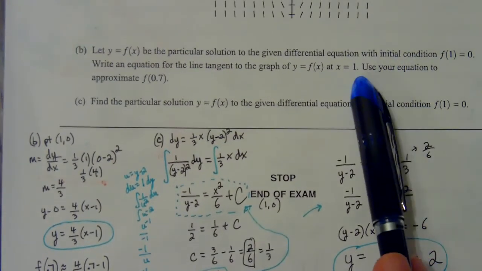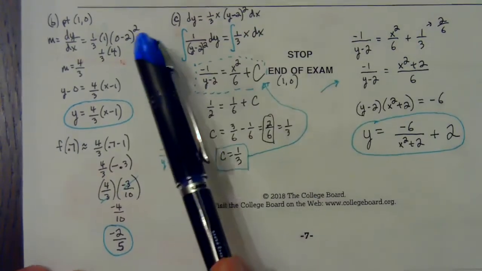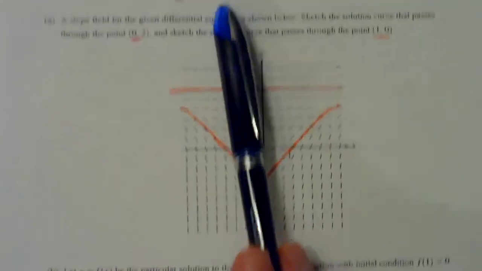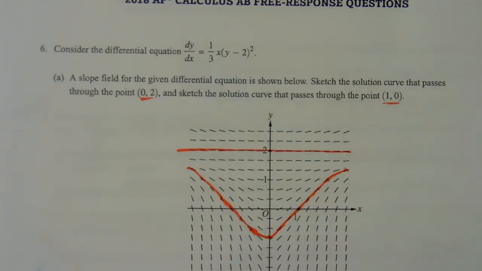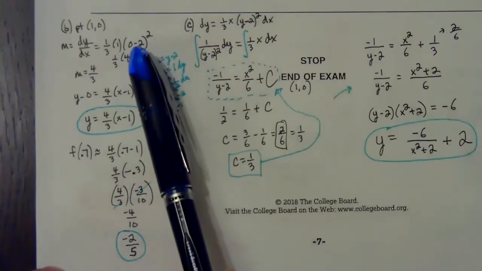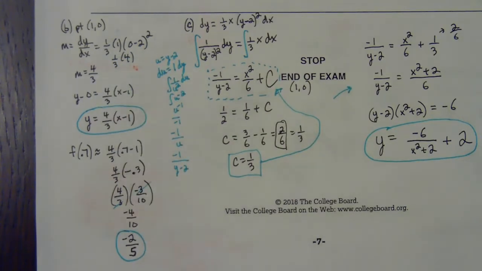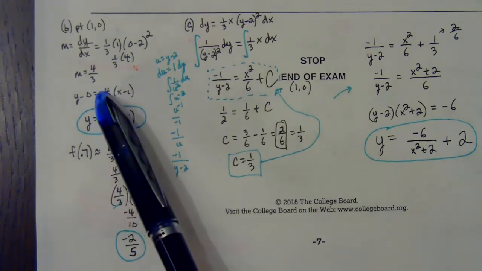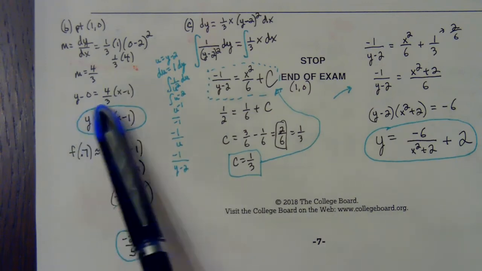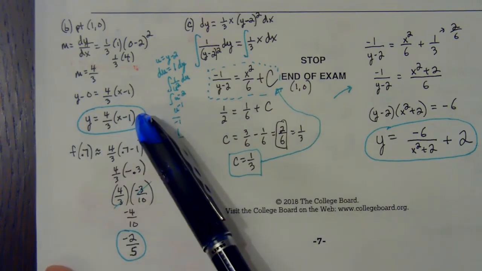So it tells us that x equals 1, the y value is 0. So boom, there's my point. And then we need to figure out what the derivative is. So here's my derivative equation. I'm going to take the point, plug the 1 in for x, and plug the 0 in for y to get the slope of my tangent line. And so I get that 4/3 right there. And once you get your 4/3, you do your point-slope form to get the equation of your tangent line. So boom, that's the first part of part B.